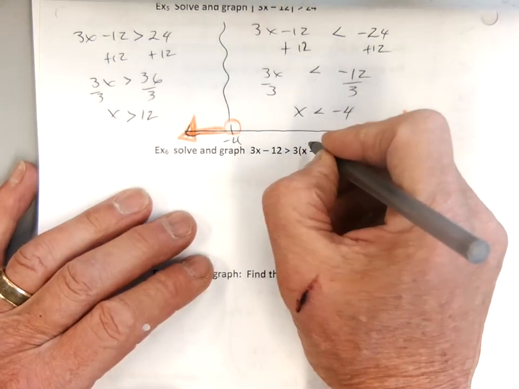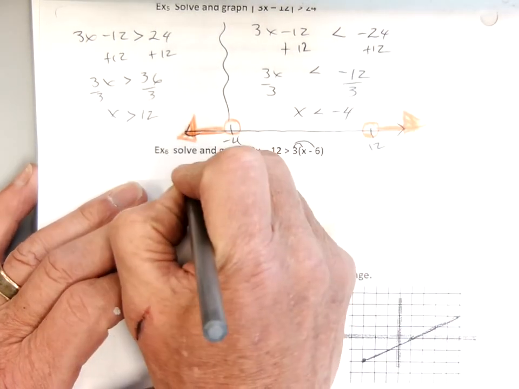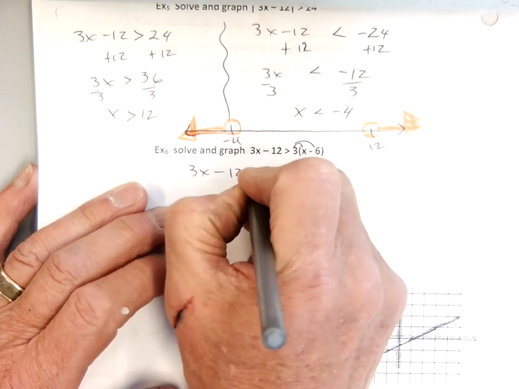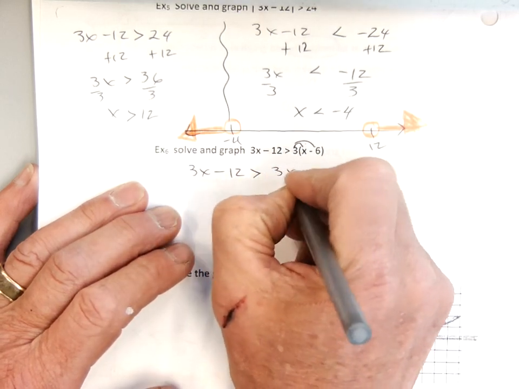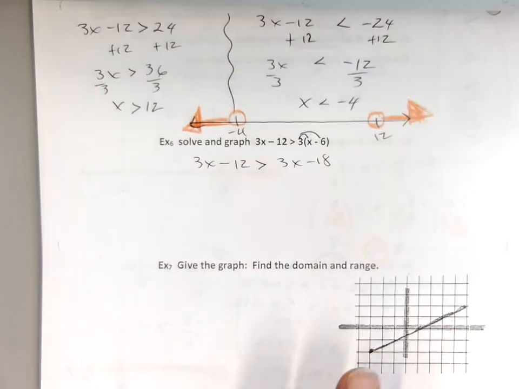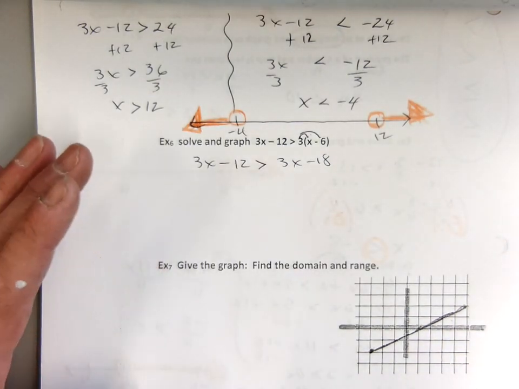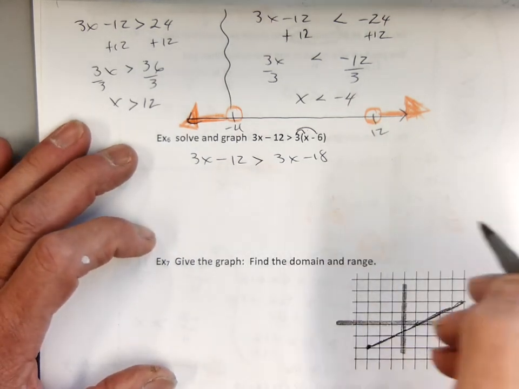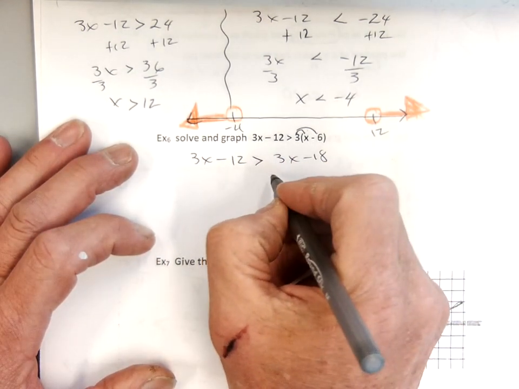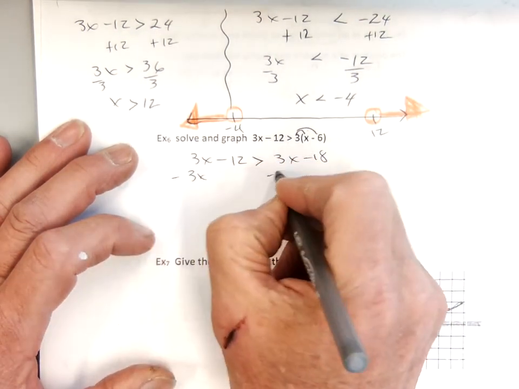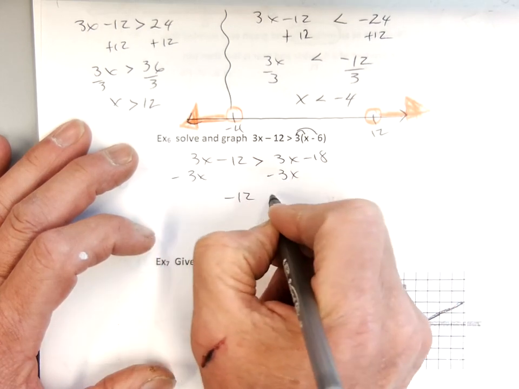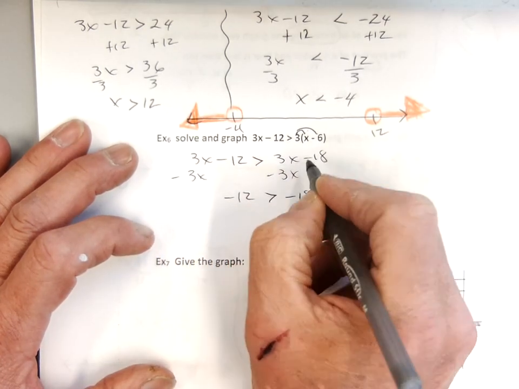All right, number 6, let's solve and graph. Okay, so I'm going to distribute first. I got 3x minus 12 is greater than 3x minus 18. Uh-oh, something weird's going to happen. I'm going to have to go minus 3x, minus 3x. I get negative 12 is greater than negative 18. So my x's are gone.